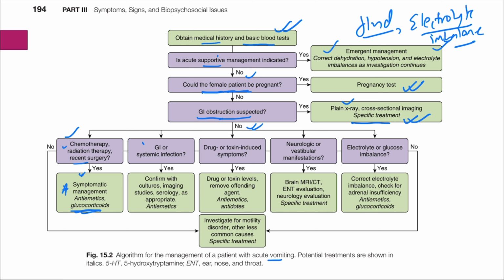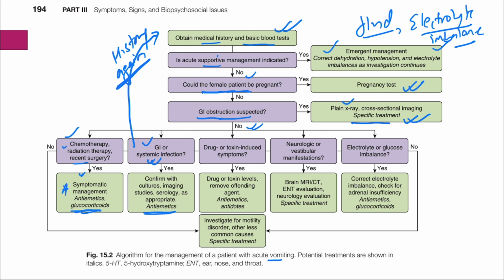After that, if you think of GI or any other systemic infection, you have to repeat the history. Sometimes you have to take the history again and find out if it is suggestive of any type of GI or systemic infection. Then you have to treat that infection. You have to find out which infection can be there and treat that, and along with that you can give antiemetics as well.